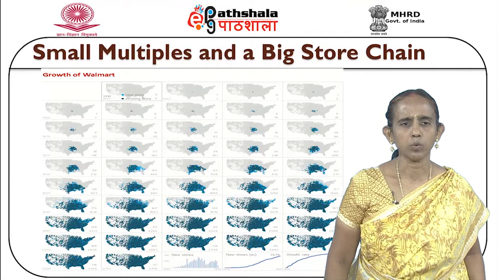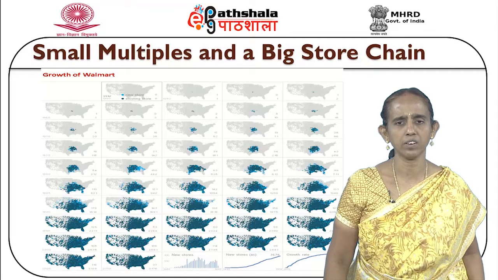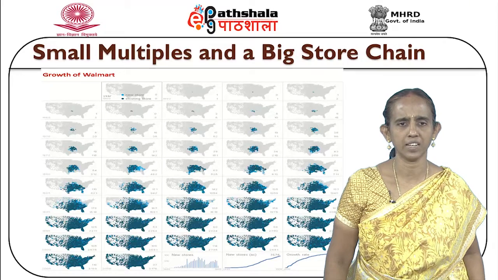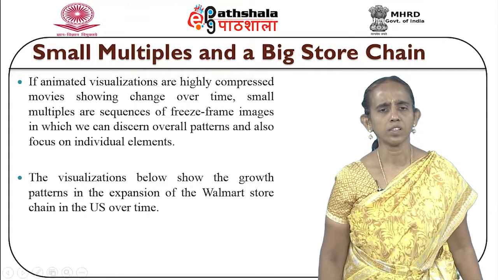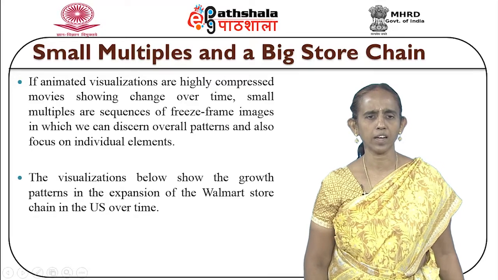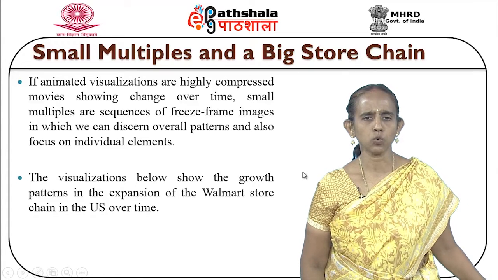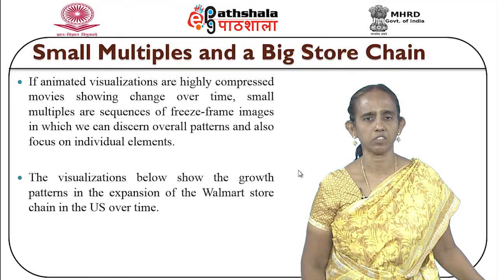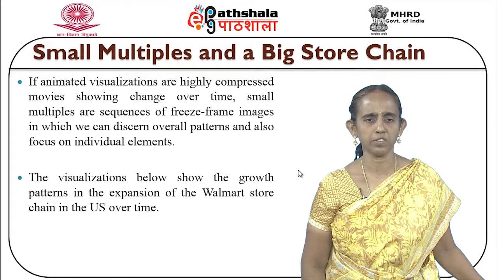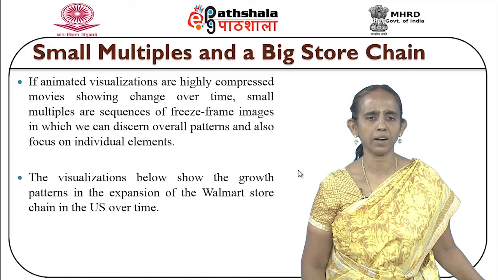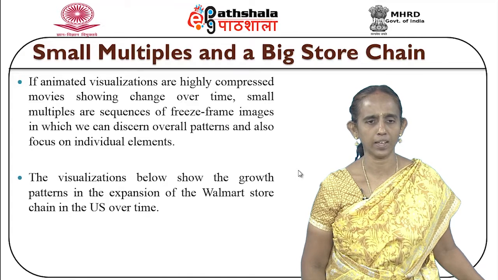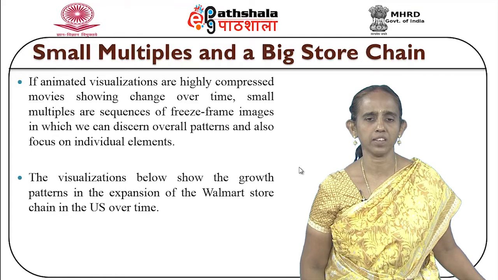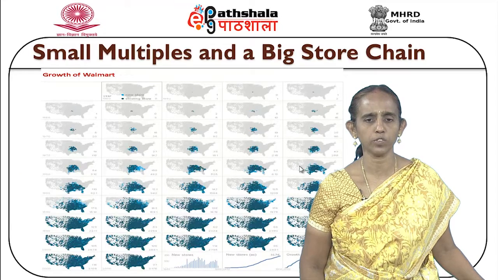So this is another example of a time series dataset which represents small multiples in a big store chain dataset. If animated visualizations are highly compressed movies showing changes over time, then small multiples are sequences of freeze frame images in which we can discern the overall patterns and also focus on individual elements. The visualization shows the growth patterns in the expansion of the Walmart store chain in the US over time.